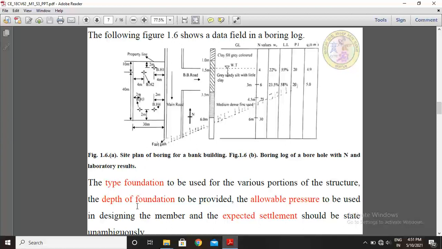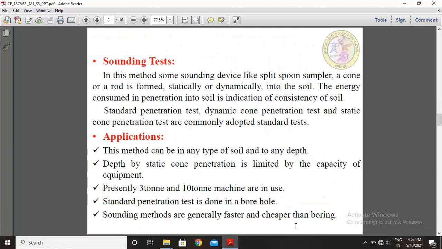The type of foundation to be used for the various portions of the structure, the depth of foundation to be provided, the allowable pressure to be used in designing the member, and the expected settlement should be stated unambiguously.